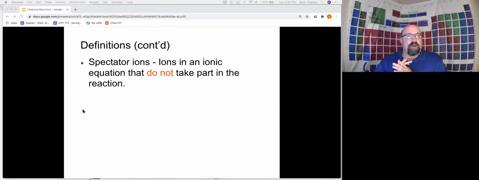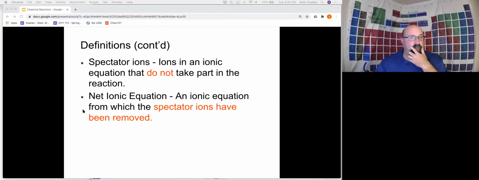And then we also have what we call spectator ions. A spectator ion is an ion that doesn't actually take part in the reaction. It's present in aqueous form in the reactants, and it's still present in aqueous form in the products. It's not one of the ions that comes together to form the new precipitate. We'll take a look at how we deal with those. In a net ionic equation, we've removed the spectator ions from the equation. We've removed anything that is not actually participating in the precipitation reaction.